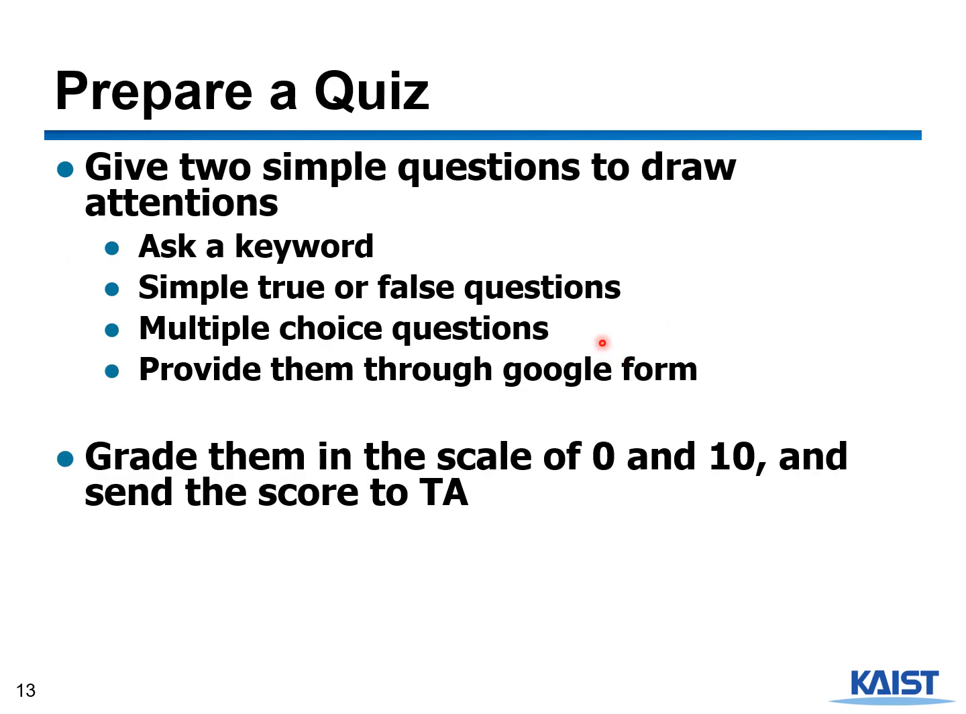Also, at the end of your talk, you need to prepare two simple quizzes, basically to draw some attention. You can ask for a simple keyword. Also, you can ask simple true or false questions, or multiple choice questions. You need to provide them through a Google form. The questions should not be very difficult. If students pay attention to your talk, they should be able to get the full credit for that quiz. You grade them on a scale of 0 to 10, and give the scores to the TA.